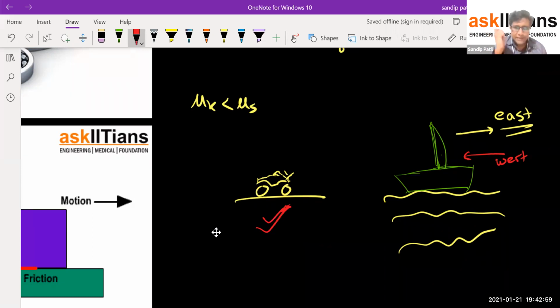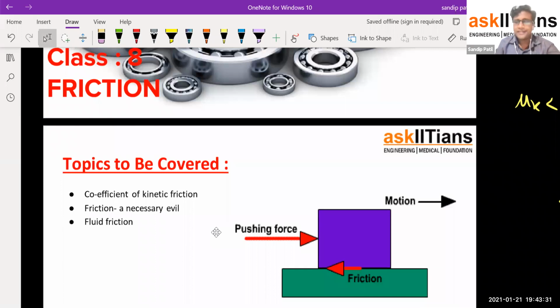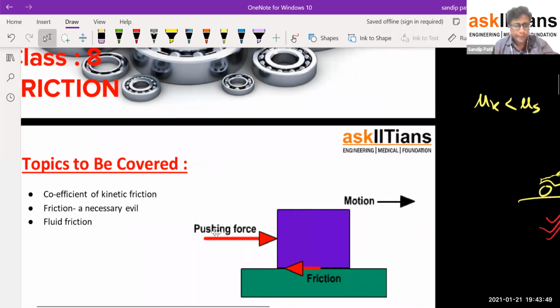The friction provided by the road is much higher, but the friction provided by the ocean or water is very little compared to the road. Therefore, even if you apply some brake, it is not going to stop. We have to apply the force in the opposite direction, the west direction, and then only the ship will stop. This is the difference between fluid friction and solid friction. Friction in fluids is really much less than in solids, so it is difficult to apply the brake. Now we will study fluid friction in detail.